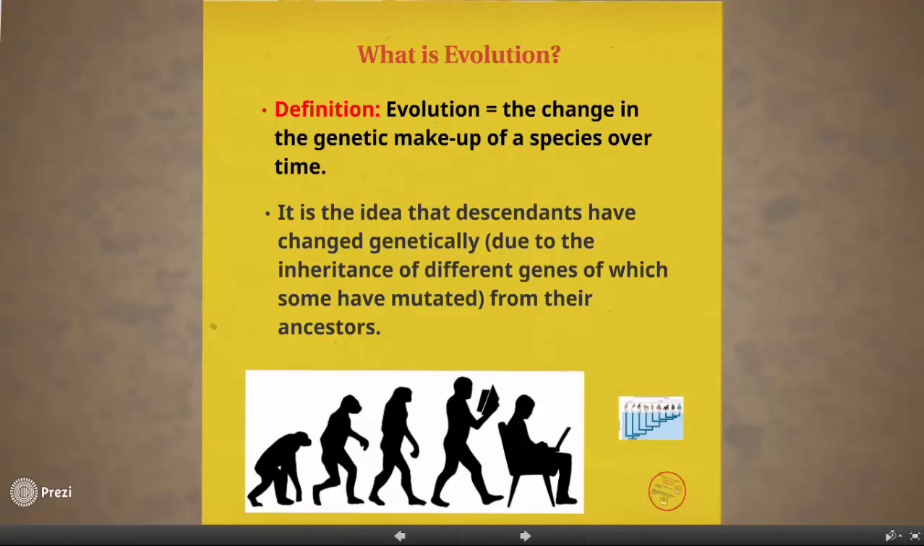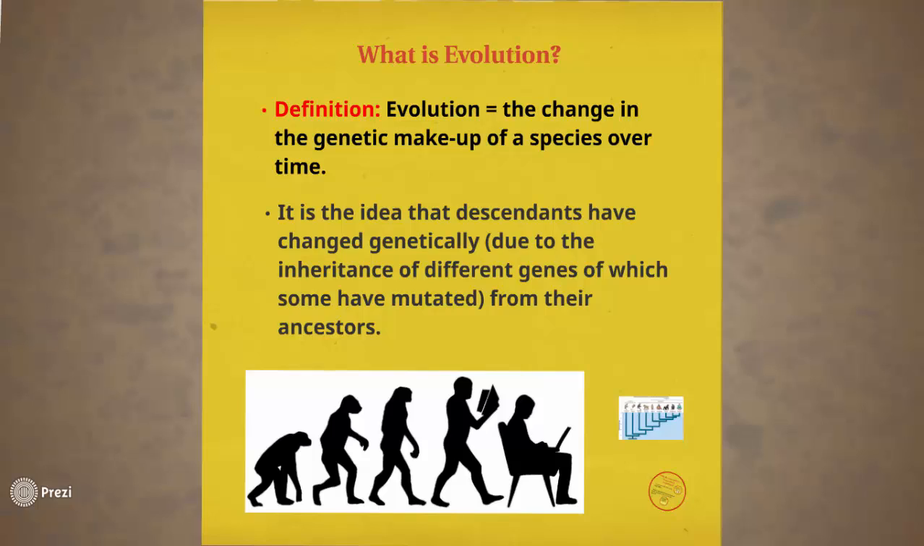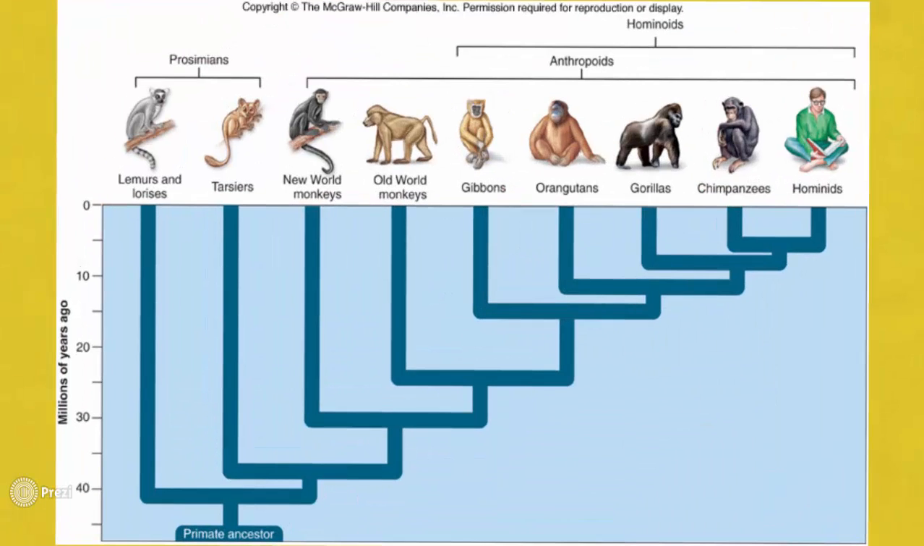So the definition. Evolution is the change in genetic makeup of a species over time. It is the idea that descendants have changed genetically due to the inheritance of different genes, of which some have mutated from their ancestors. What does that mean? It's basically we have changed over time based on our ability to adapt. So here's a nice image of what I'm talking about.